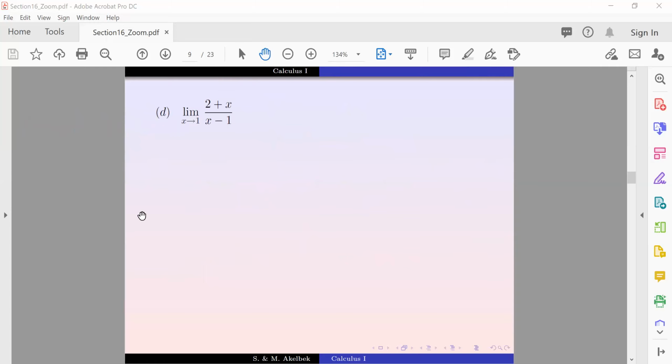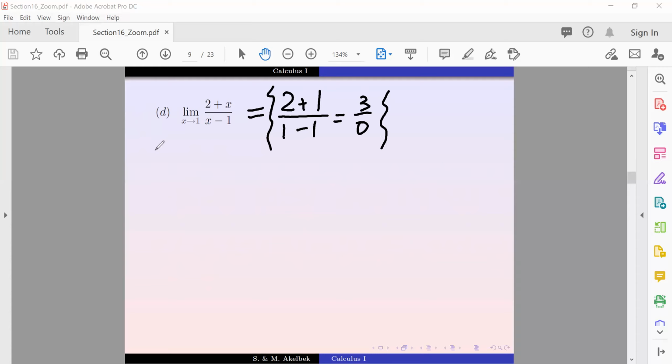Moving on, example D. We have limit as x goes to 1 of 2 plus x over x minus 1. I always start with substituting the number for x. 2 plus 1 over 1 minus 1. I'm getting 3 over 0. What does that mean in terms of limit? It goes to infinity. Very good, equals infinity.